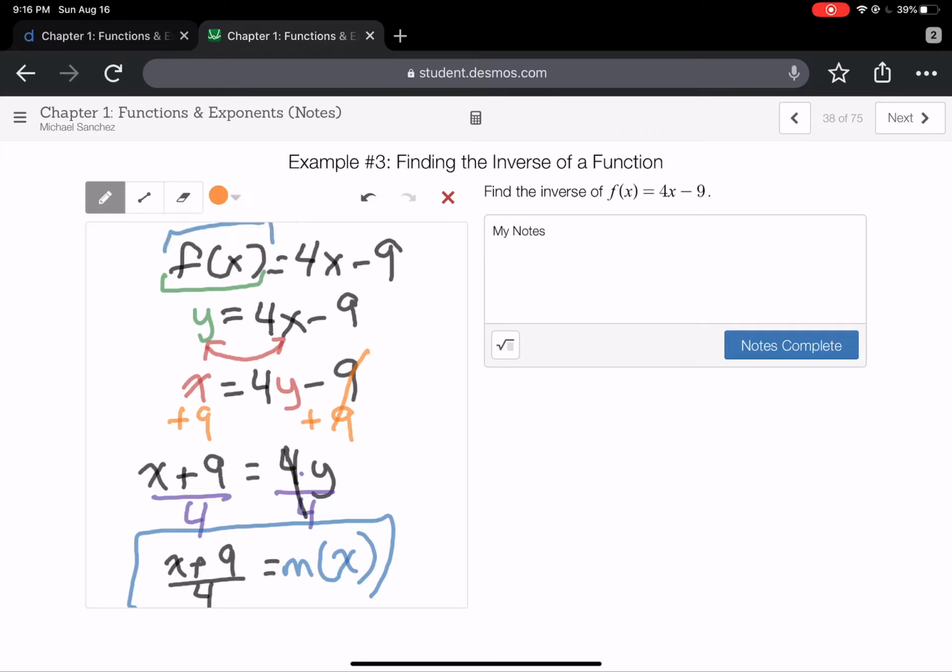Let me go ahead and just show you what it means by that. This is inverse because, look, in the first equation, we're subtracting 9. In our inverse function, we're adding 9. In our original function, we were multiplying by 4. In our inverse function, we are dividing by 4. Okay, so these two functions work as opposites of each other.